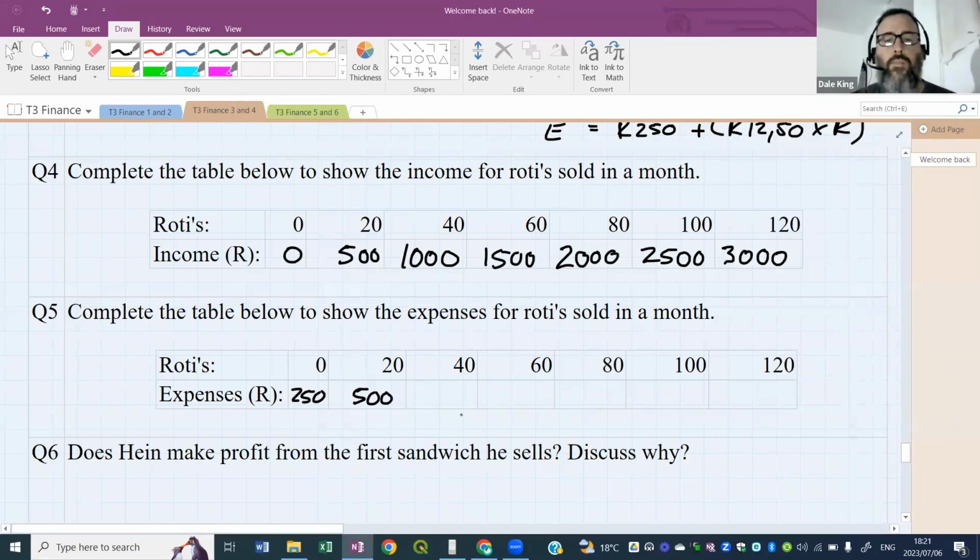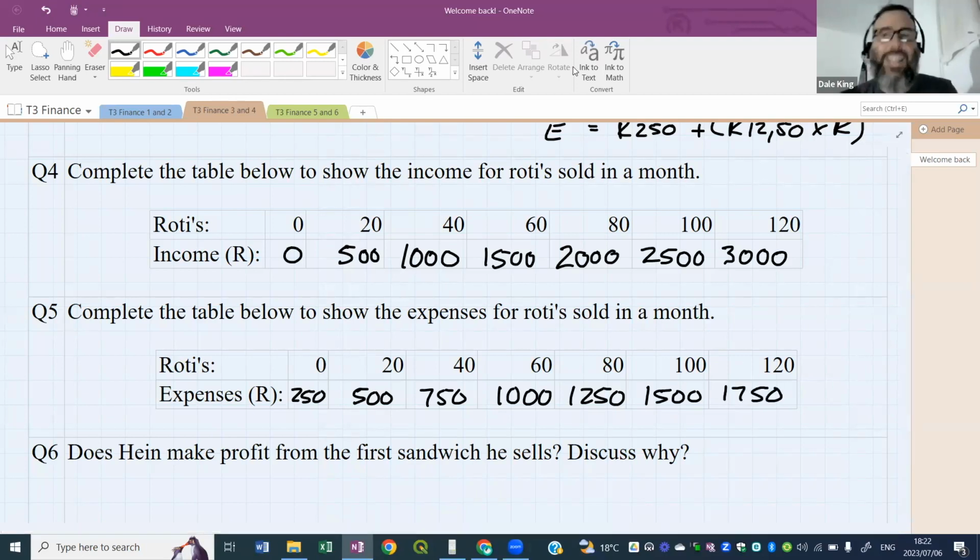Good. Next one. It is 750. Good. 60 is? 1,000. Good. 80? 1,250. 100? 1,500. Good. And then 120? 1,750. Excellent. Bianca, thank you again for your help. Thank you, sir.